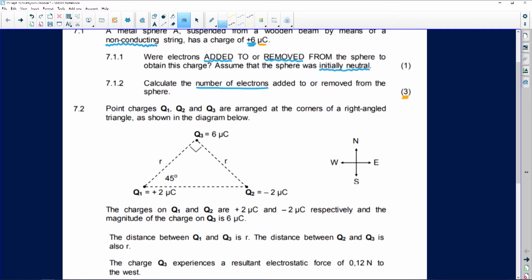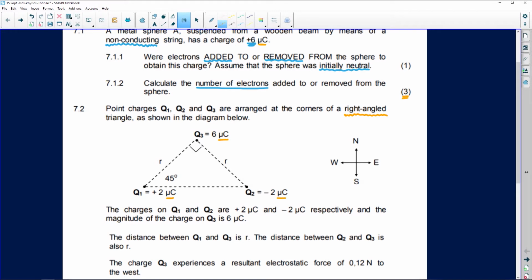So these charges are arranged at the corners of a right-angled triangle. The minute you see a right-angled triangle, the Theorem of Pythagoras must ring somewhere in your head, as shown in the diagram below. So this is the diagram that I have. I've got Q3 here at the bottom. It has its charge. Now already I can see that all my charges are not converted.